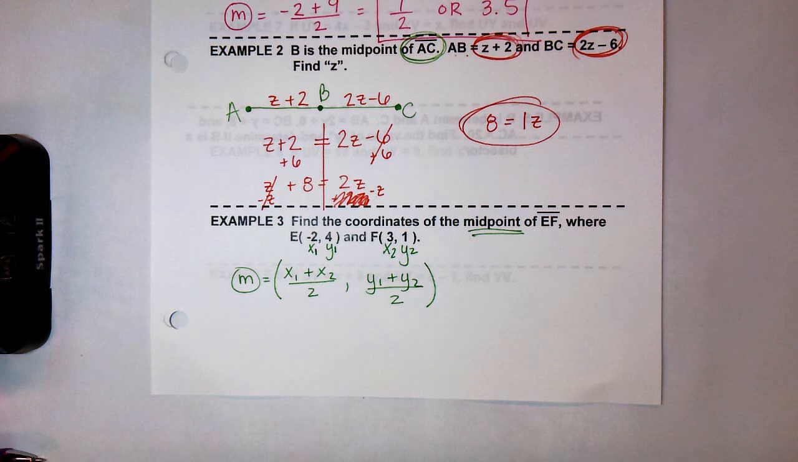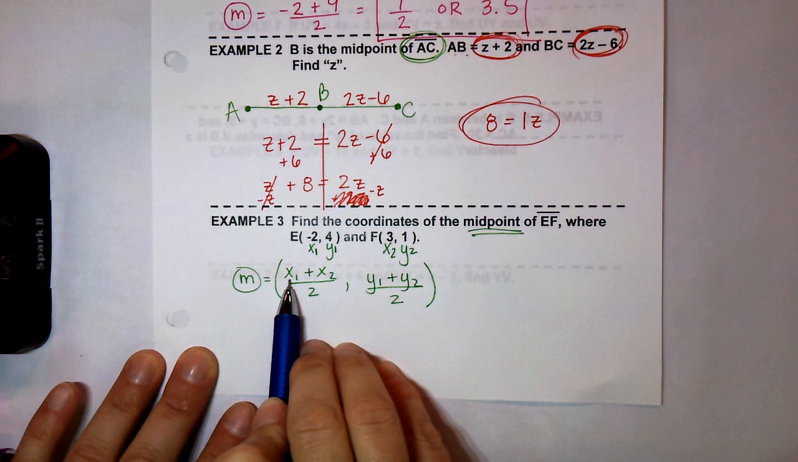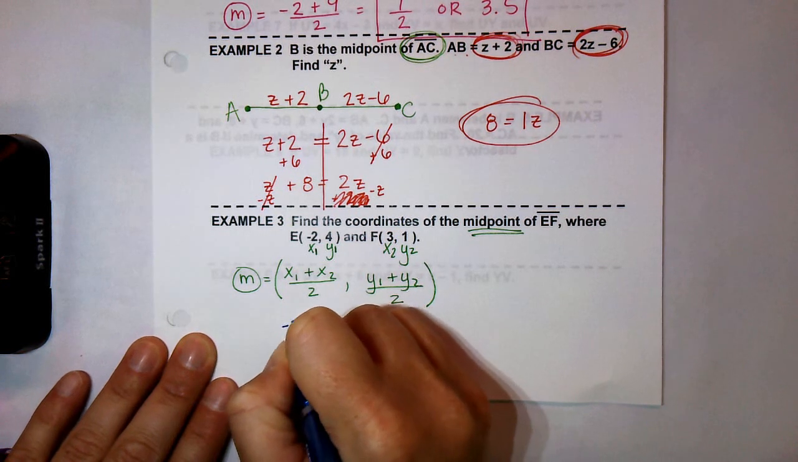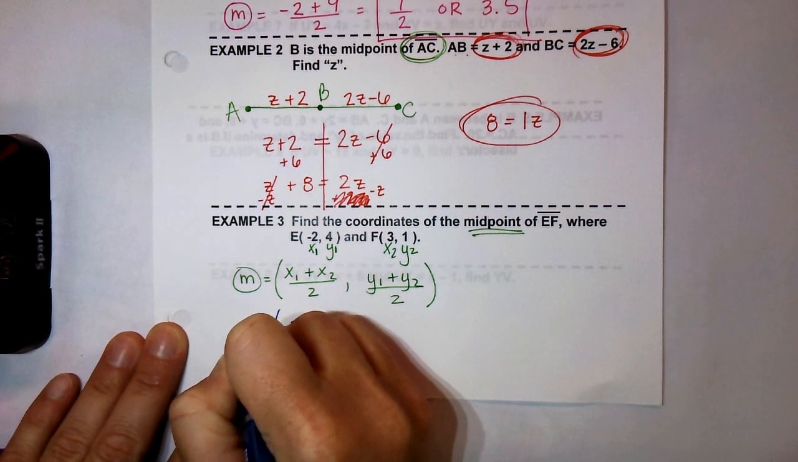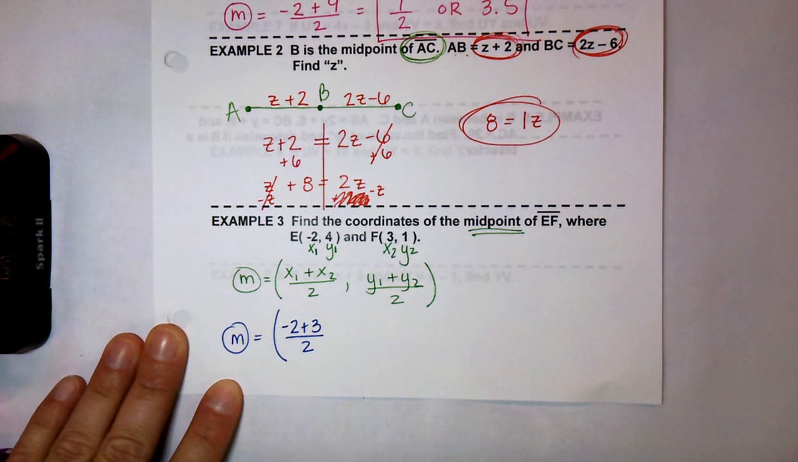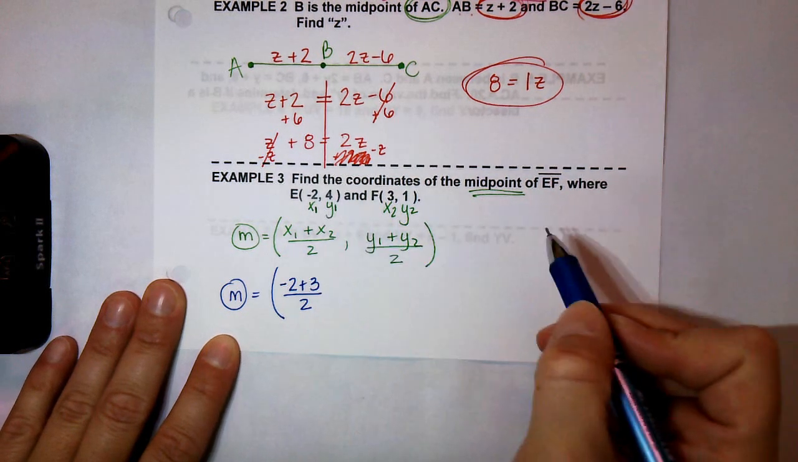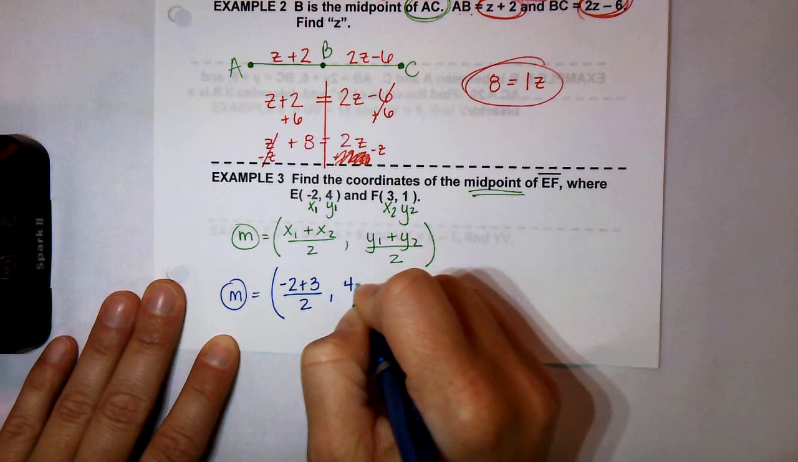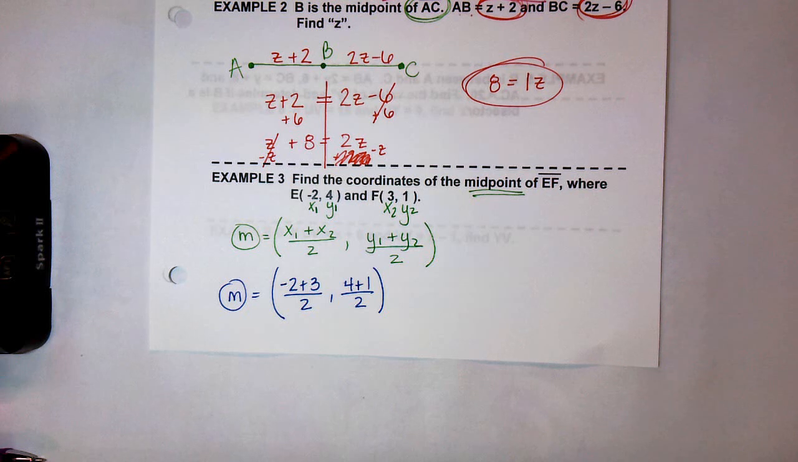Okay, which numbers did I label for my x's? -2 and 3, so I'm going to have -2 plus 3 over 2. And then what about my y's? 4 plus 1 over 2. One more step.